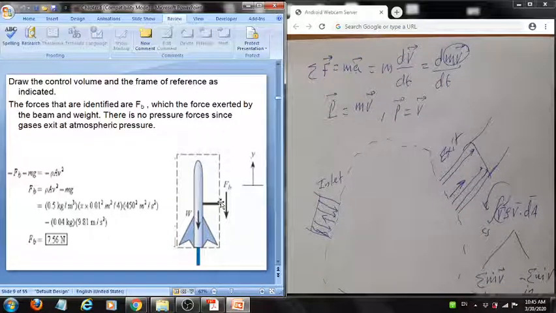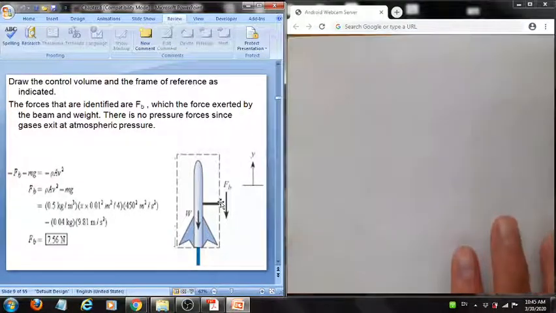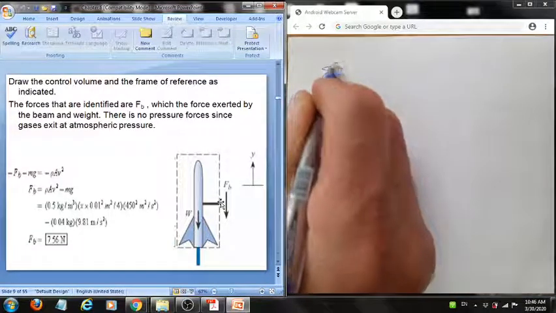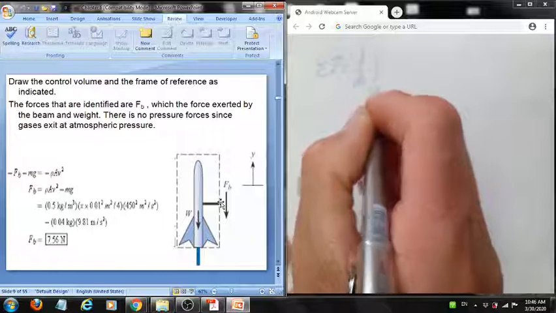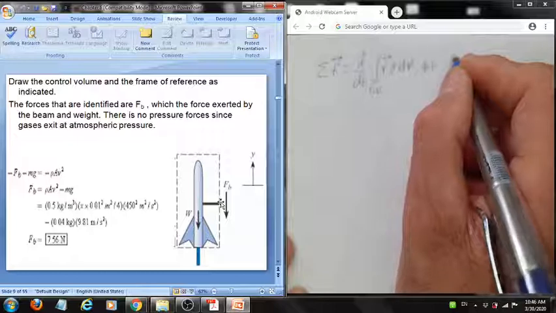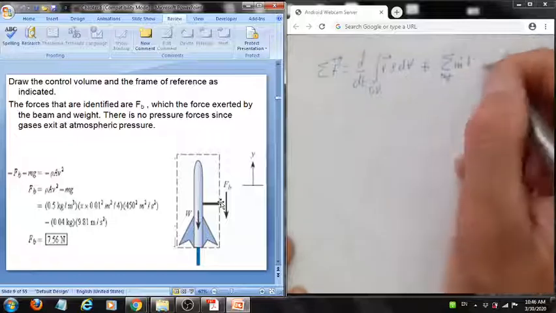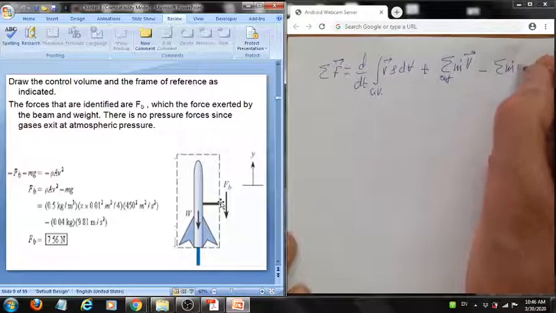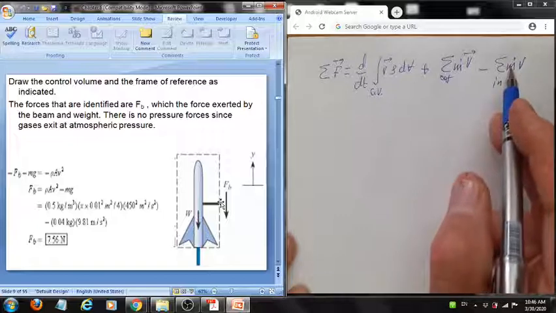Okay, how do we solve this problem? We could go back to our original equation, which says the summation of forces equals the time rate of change of momentum inside the control volume plus, under uniform conditions, the momentum flux through the surfaces, which we have decomposed into two terms as seen here.